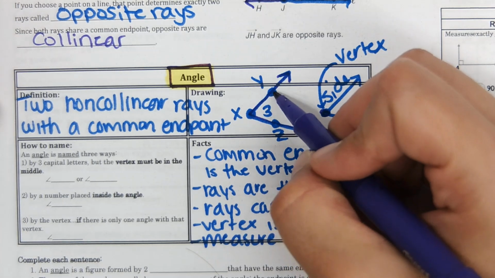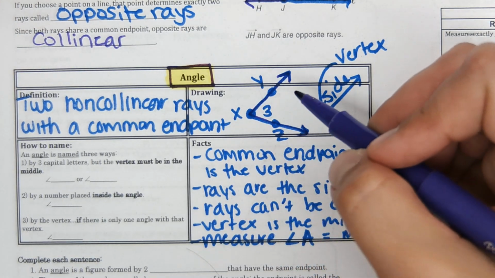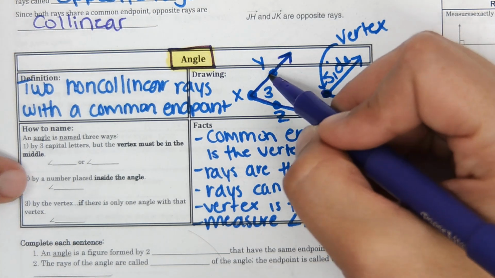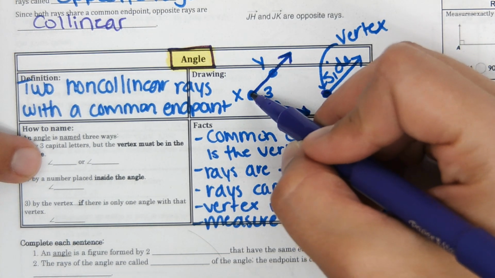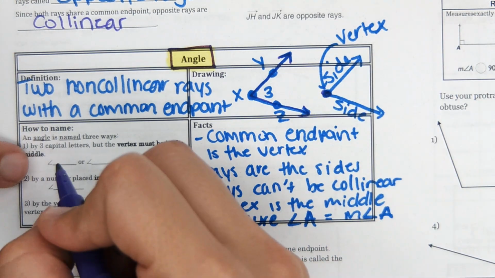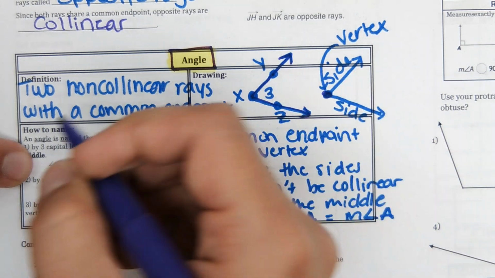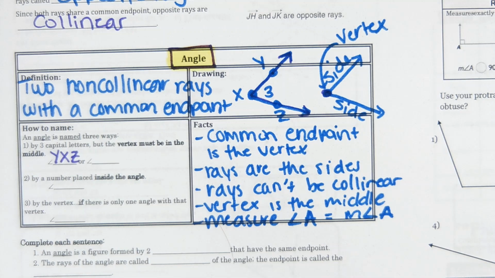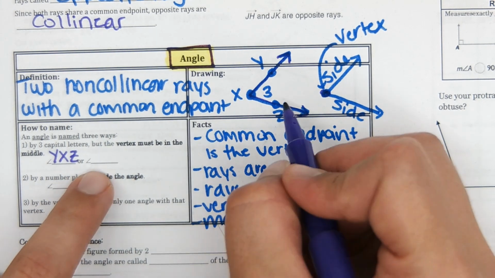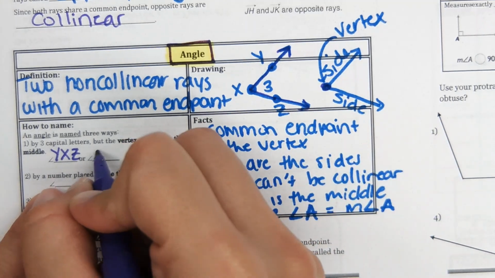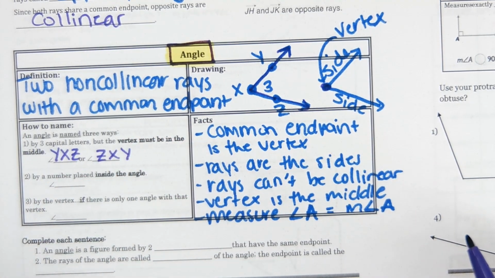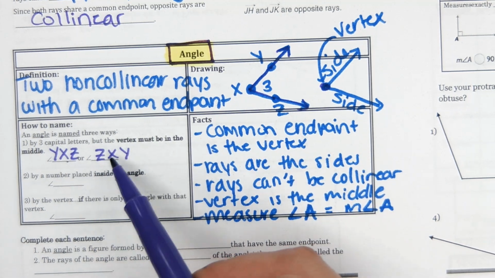And then here we use the points on the angle to name the angle. So when you name an angle, you name it with 3 points, and you have to have the vertex as the middle letter. So we can say that this is angle YXZ. So that's what they want us to do here, YXZ. Or you can say that this is angle ZXY. Either one is fine. You just have to make sure that the vertex is the middle letter.